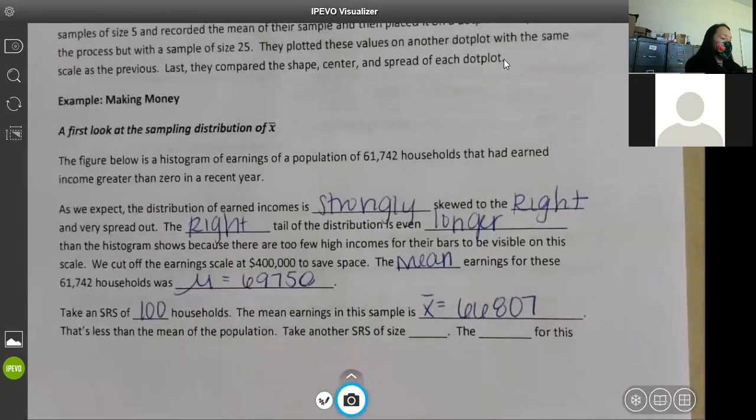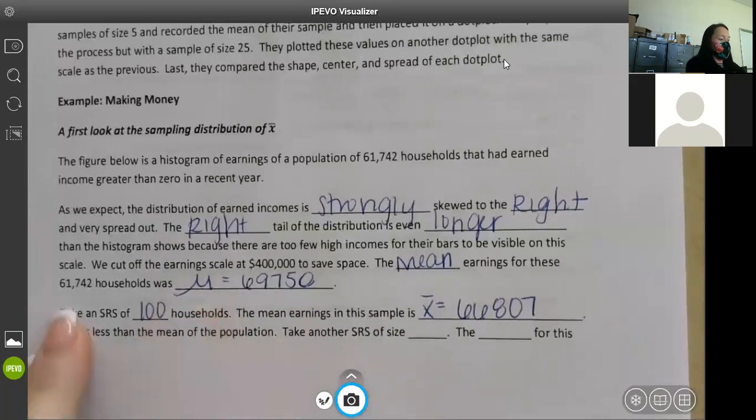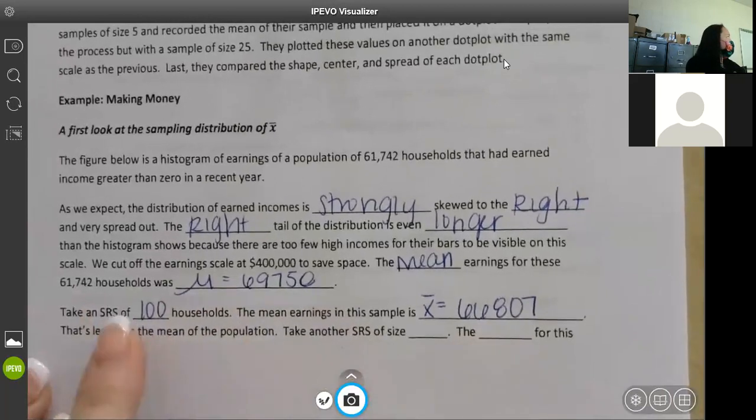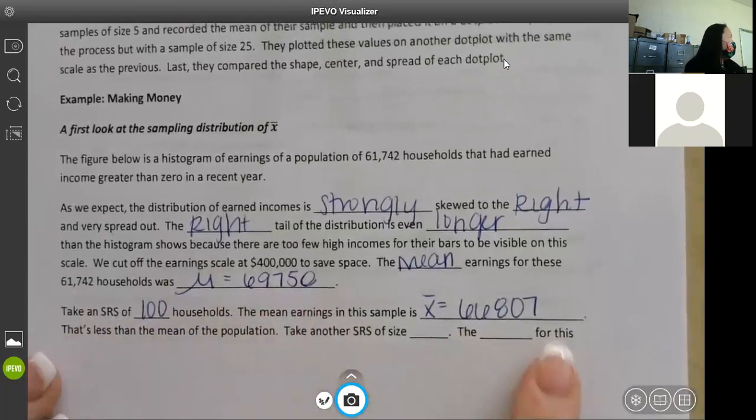Yeah, that's it. So this mean is from the direct population of 61,000. This mean is a sample mean from 100 households. So this is a sample. So that's the only difference. They're both means. One is just from the population and one is from the sample. Okay, so we need to know the difference between those two notations. That's less than the mean of the population.